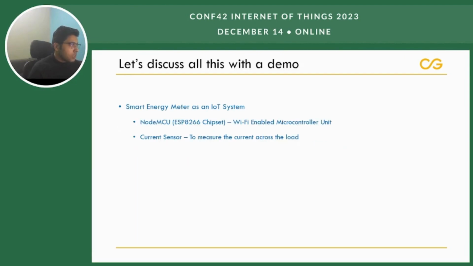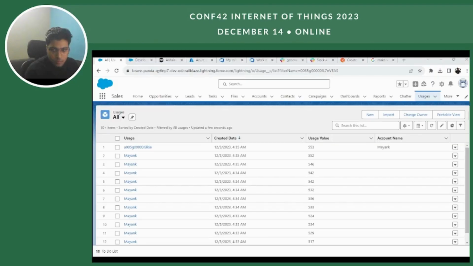Now let's bust these myths and understand all these things with a demo. For this demo, I have created a small smart energy meter as an IoT system using a Node MCU, which is a Wi-Fi enabled microcontroller unit, and a current sensor which is going to measure the current across the load. This system measures the current and sends it to the Node MCU, and the Node MCU sends it to the cloud or to different applications based on how I have programmed it. Let me show you that, and let's switch to the demo.